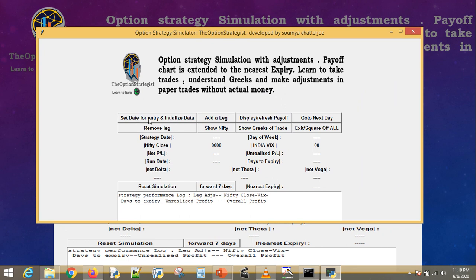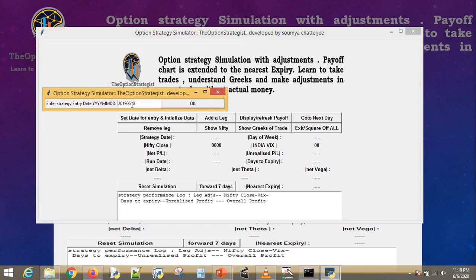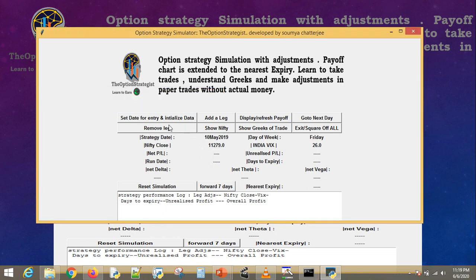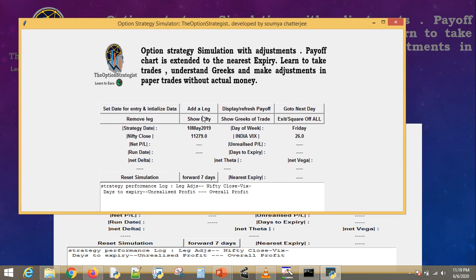So the first thing we're going to do is set a date for entry, or initialize the data. For the interest of time, we're going to choose 10th May 2019. It's an arbitrary date which you can change, and we say okay. Once you say okay, you get the strategy date as 10th May 2019. The day of the week is Friday, and the Nifty close is 11,279, and the India VIX at that point of time was 26. Now, if you want to look at what the Nifty was at that particular point of time, we'll hit show Nifty, and it will pop up the dialog.